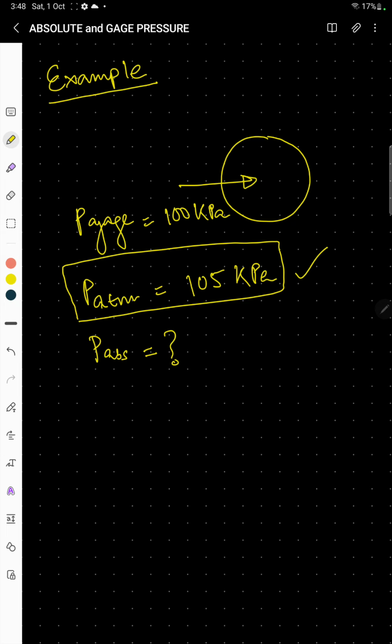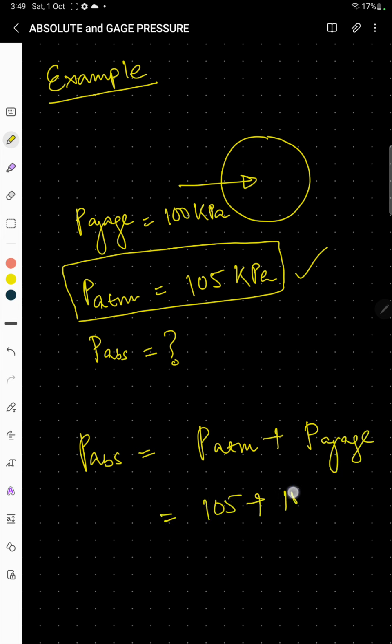So let's figure out what the absolute pressure is. P absolute will be P atmospheric plus P gauge. This value is 105 plus 100, which comes out to be 205 kPa. That's your answer.